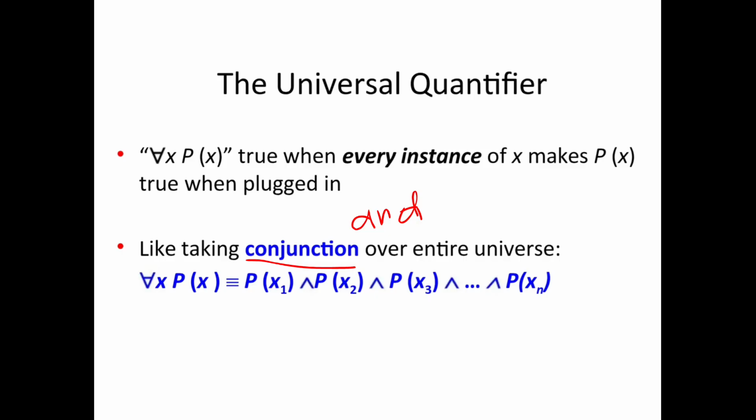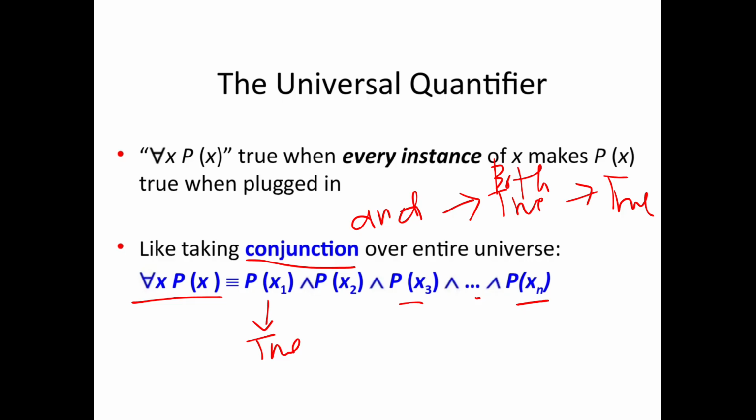So, over the entire universe, for all x of P of x, dapat P(x1) and P(x2) and P(x3) and so on and so forth up to P(xn). So, when we say and, di ba ang and is dapat both elements are true. So, both are true for it to be true. So, just like how a universal quantifier is, dapat ini siya is true, ini sub siya true, ini sub siya true, and so on and so forth up to xn dapat true siya.